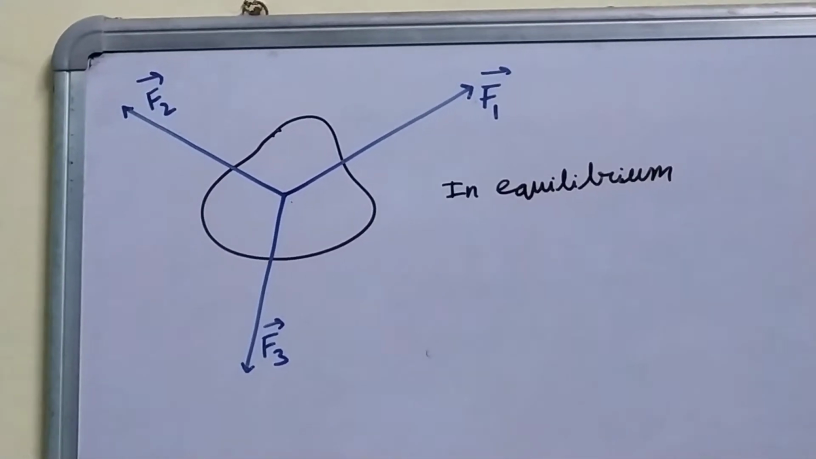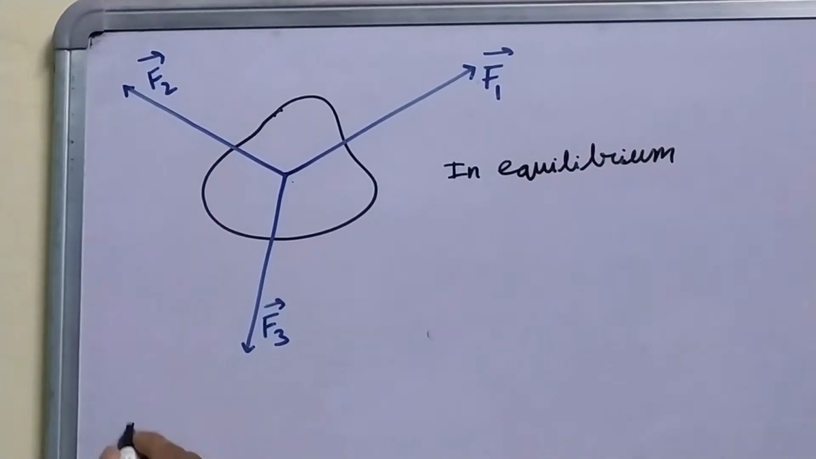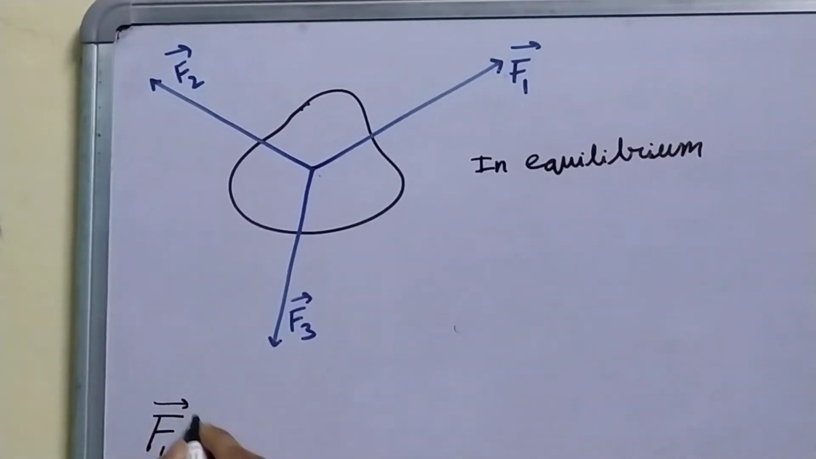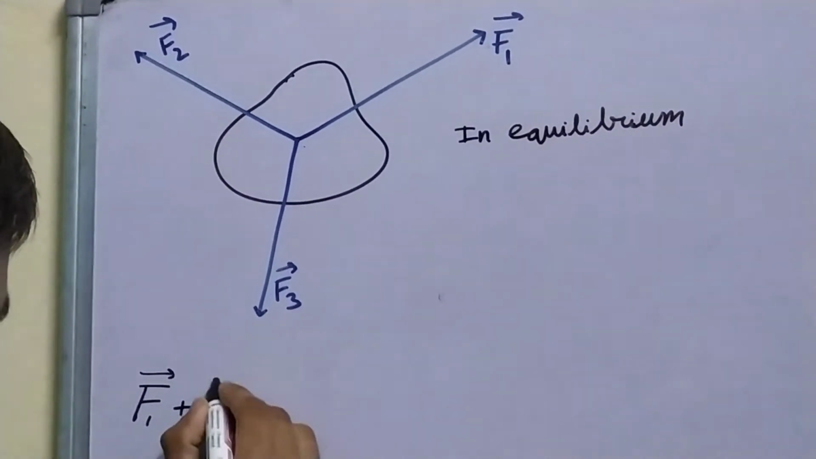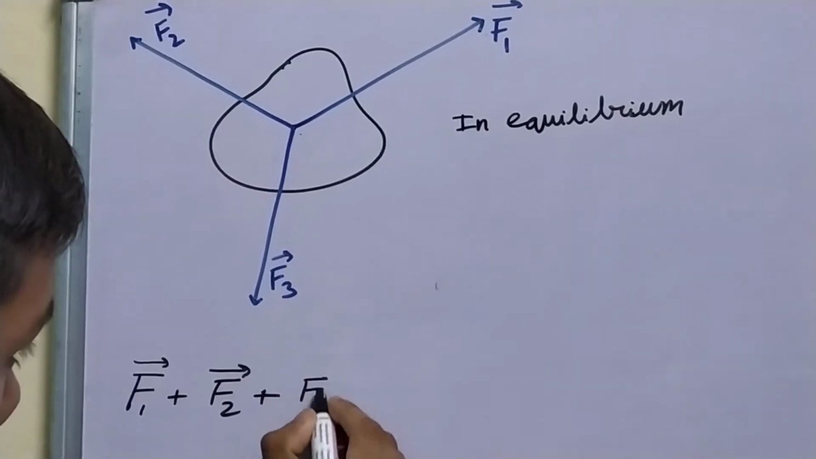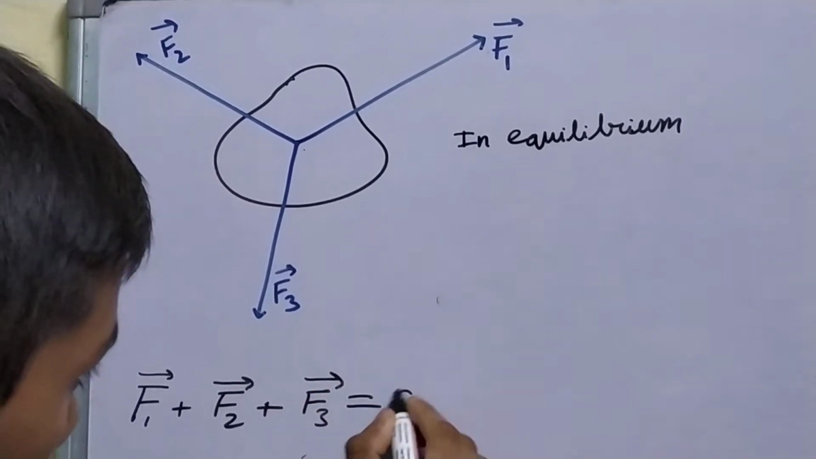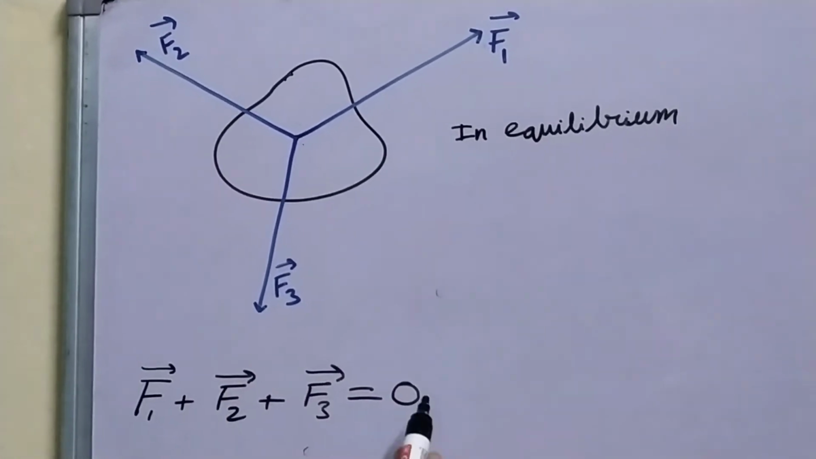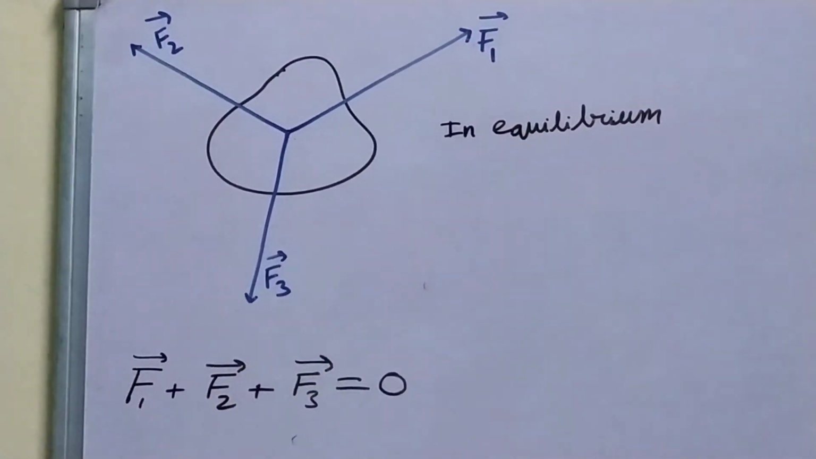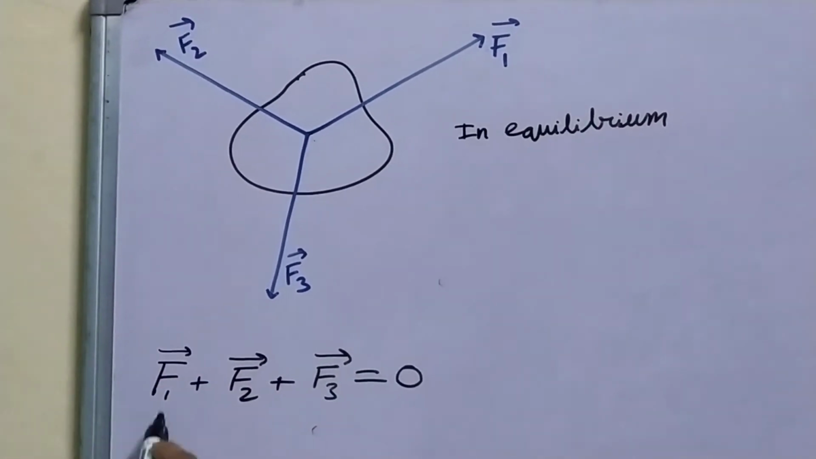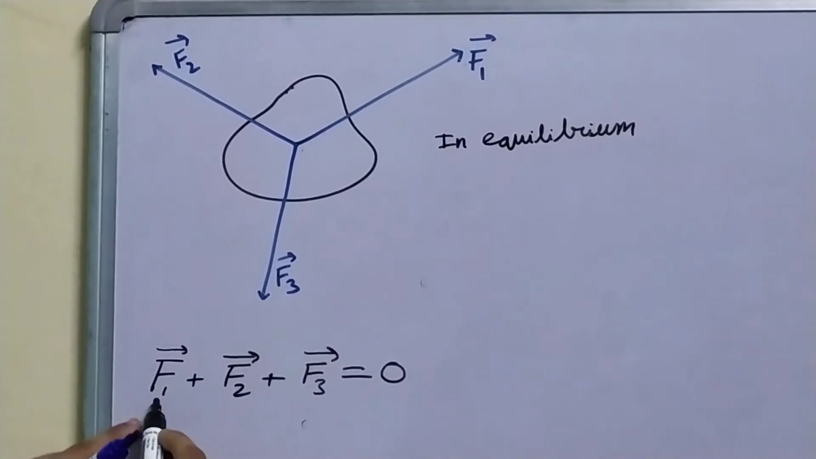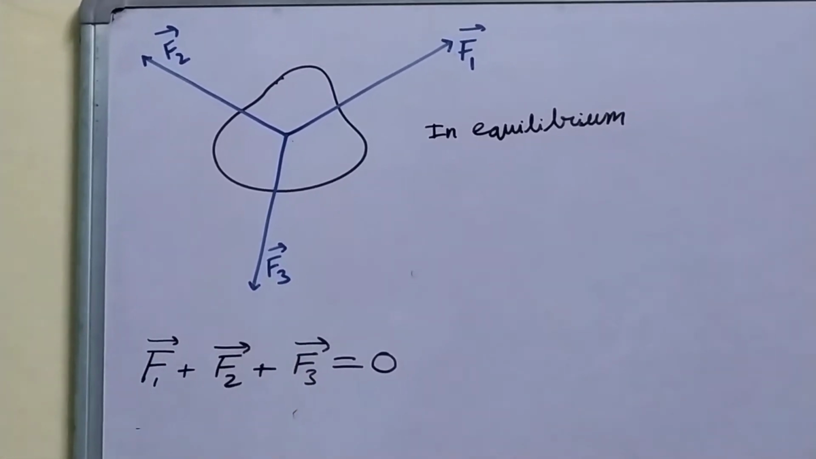So what does this mean? This means that the sum of all the forces on the body is 0. Vectors included. The sum of the magnitudes is not 0. You have to include them in their vector form.